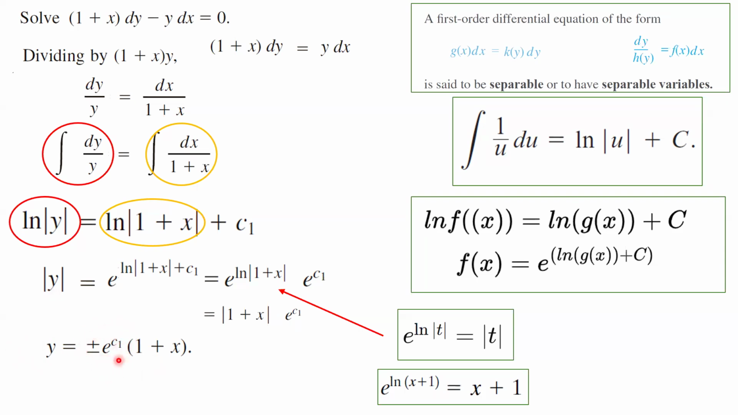This is another constant. We can relabel this. We can rename this, for example, to be c or k. Relabeling plus or minus e to the power c1 as c, you can rewrite your solution as y equals c times (1 + x). So the solution for this separable differential equation is a family of lines.